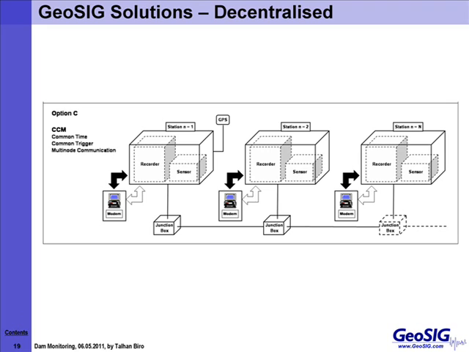And finally, a more advanced solution is the CCM, and this one is a common time, common trigger, and then multi-node communication. Basically, the multi-node communication enables us to connect to each and every recorder from each and every recorder. So basically, when you go to one of the points, then you will be able to connect to any of the other points. So this is a more complex mechanism.